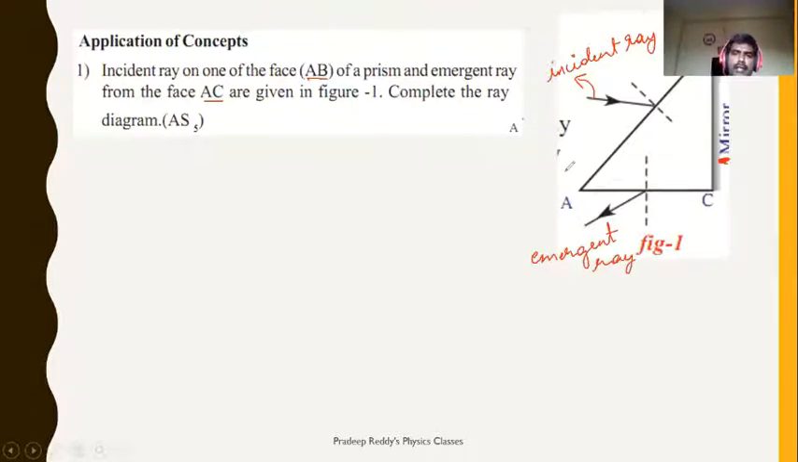In order to complete the ray diagram, as we know, whenever light travels from a rarer medium to a denser medium, instead of traveling in a straight line path, it will be bent. From this position, it bends slightly and deviates from its actual position. And remember, it bends towards the normal because it is entering from a rarer medium to a denser medium. That is the reason why it is bending.